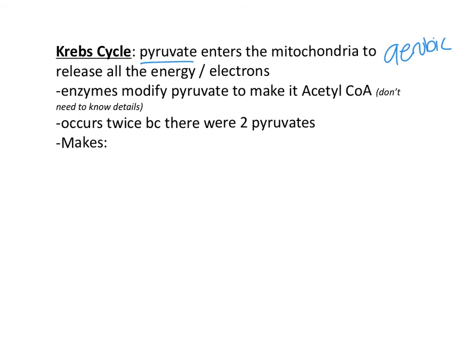So we've got pyruvate. That pyruvate was made during glycolysis. If glycolysis does not happen, Krebs cycle is not happening. We've got to use the end product of glycolysis in order for the Krebs cycle to start. Krebs cycle occurs in the mitochondria.